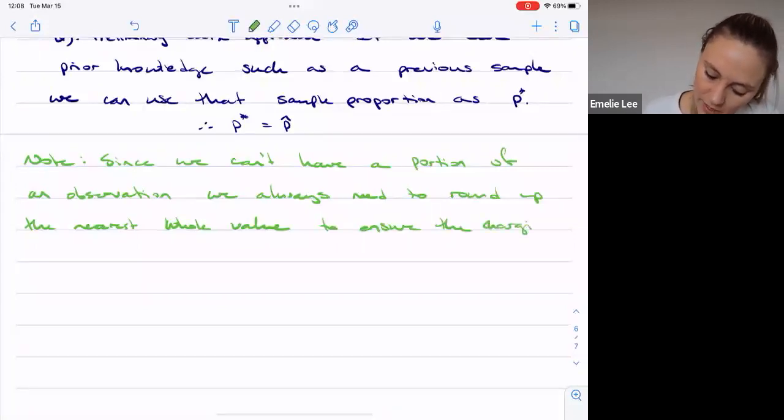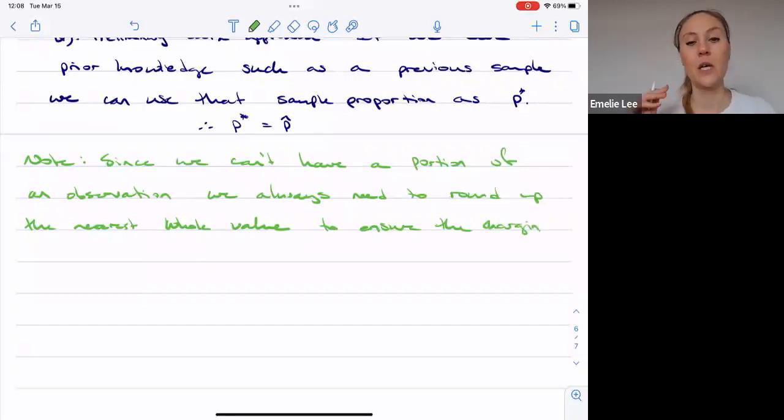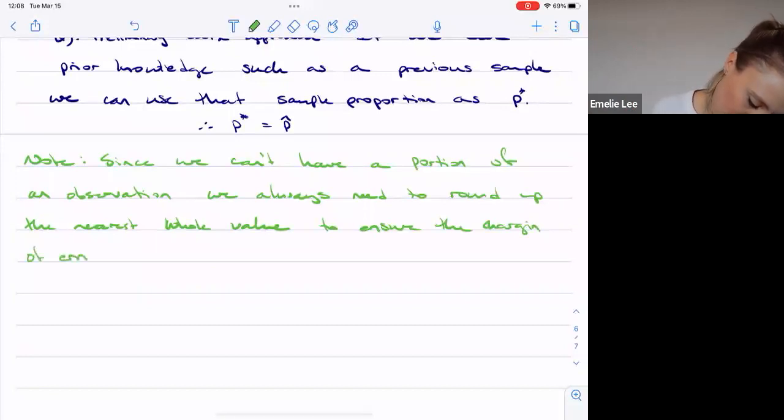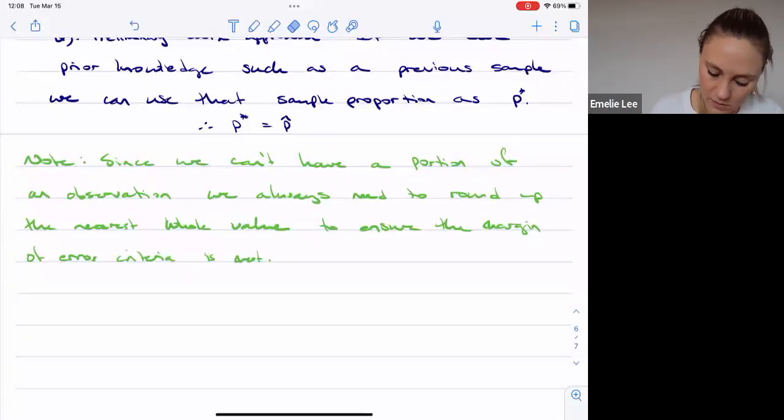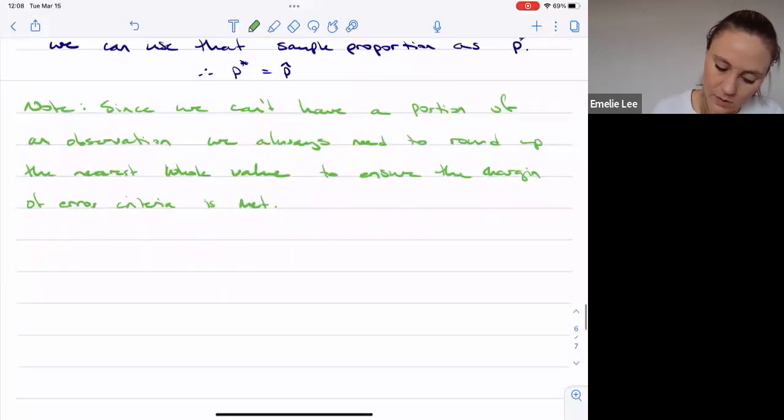Because if you don't round up, if you round down, then your margin of error is going to be just a smidge larger than you wanted it to be, and that's bad, right? So to ensure the margin of error criteria is met, you have to round up to the nearest whole value.